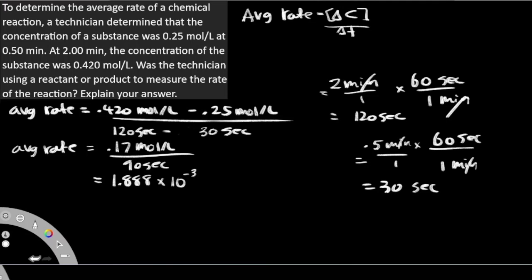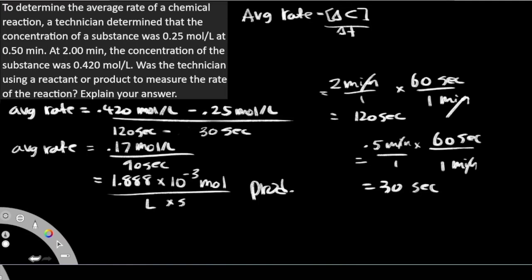Times 10 to the negative 3 moles per liter per second over here. And you notice how this is a positive value. Obviously everything is going to be positive anyway when we put them as a conclusive statement. But here, when you do the order appropriately for the final minus the initial, this is for sure 100% positive. This means, was the technician using the reactant or product to measure the rate of the reaction? Obviously it has to be the product. So the answer has to be the product.